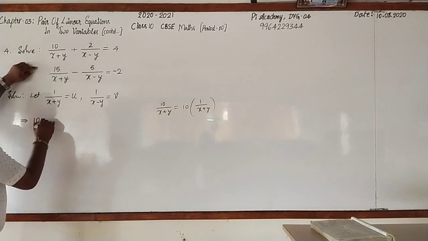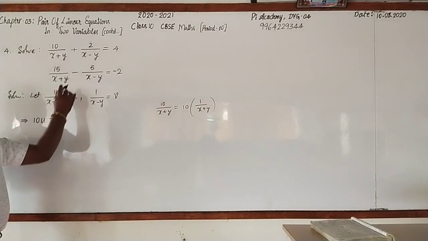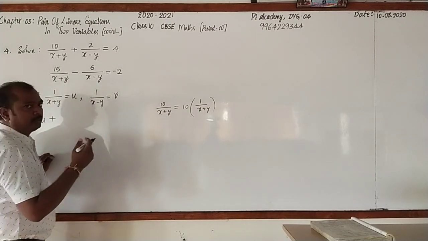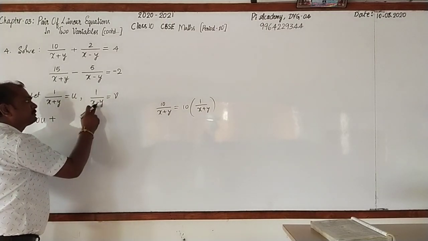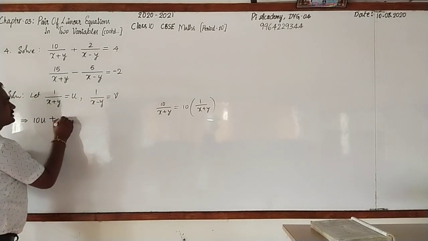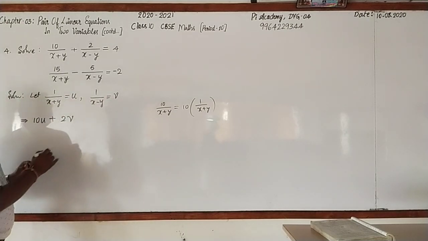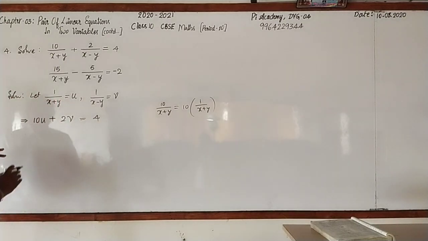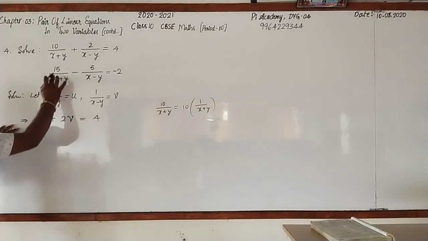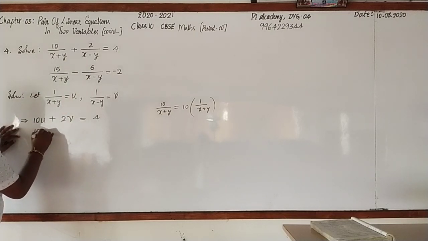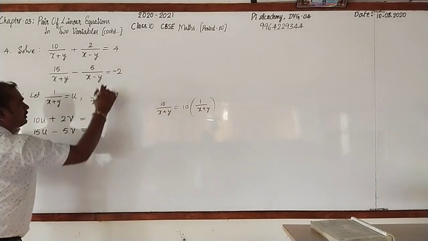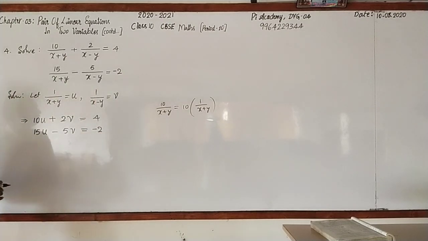Hope that you have understood. Then plus. How do you write 2 by x minus y? 2 into 1 by x minus y, where 1 by x minus y is v. Hence this can be written as 2v, which is equal to 4. Clear? Yes. Let us write the second one. It is 15u minus 5v. This is equal to minus 2.